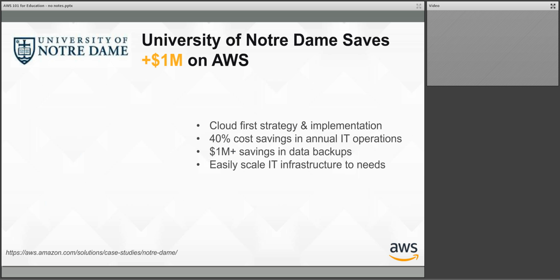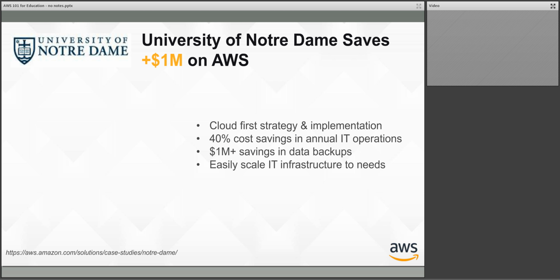Talk about University of Notre Dame. They have an aggressive mission to essentially get out of the data center business. In the first year, Notre Dame looked to save over $1 million in costs just around data backups, and they continue to grow and see these cost savings. They're able to easily scale up their IT infrastructure as needed, and then also, as important, shrink it back down when it's not needed.